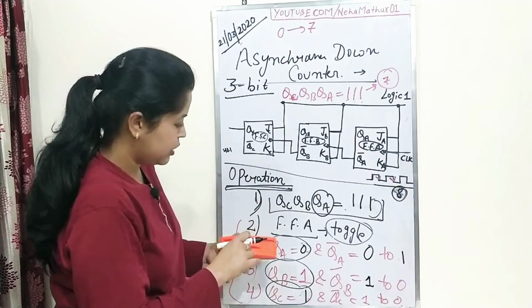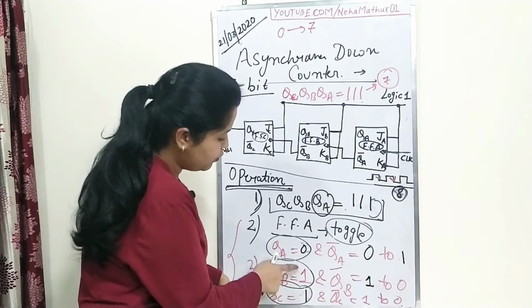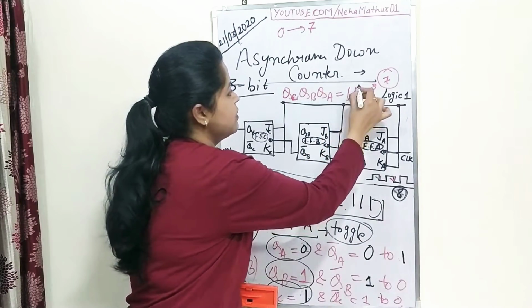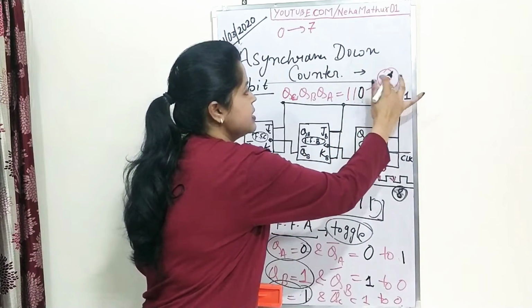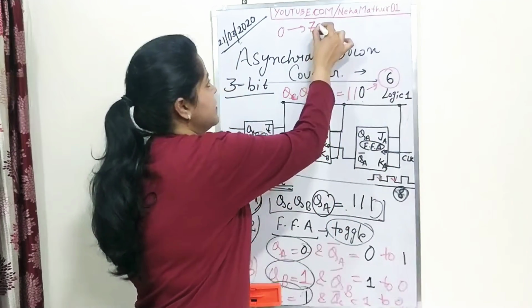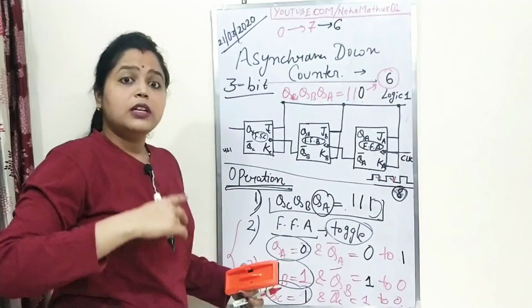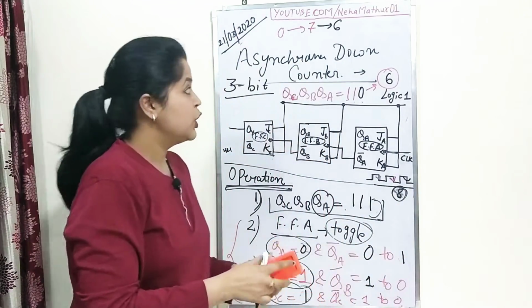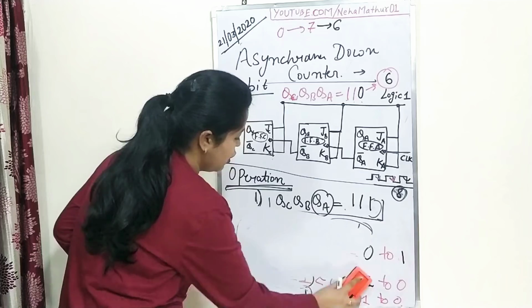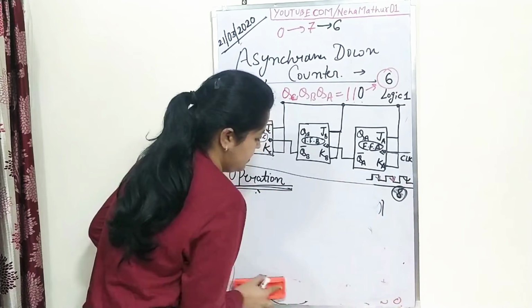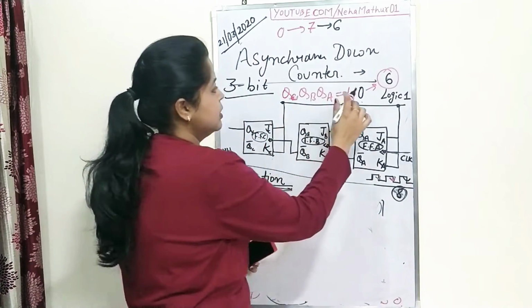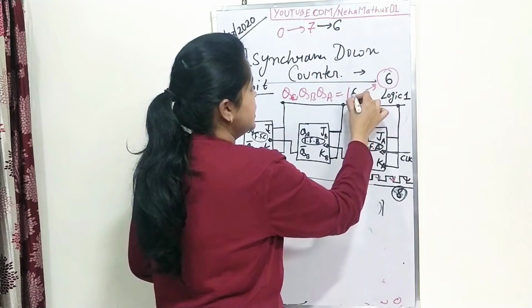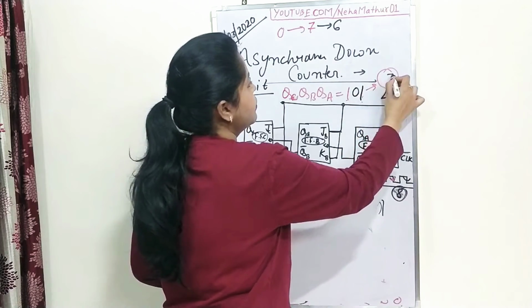Fine. So the next cycle is 1, 1, 0. So now you have 1, 1, 0, which is for the number 6. Now if we go with the third clock pulse, you will have the combination of 1, 0, 1, which is for 5.